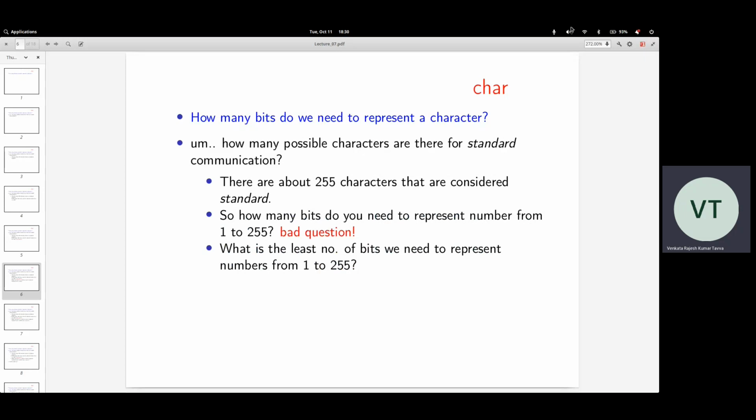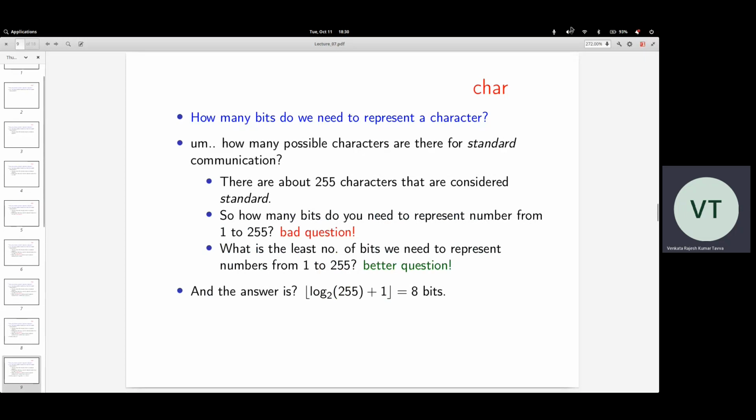Okay, you can say 16, but the point is, what is the least number of bits that you need to represent 256? 9, right? So you can represent beyond 256 also, but minimally you need 9 bits to represent 256. All right. So that's the better question. So answer is floor of log n base 2 plus 1. So whatever number you take, suppose you want to represent 300 in bits. So for 300, minimally you need 9 bits.